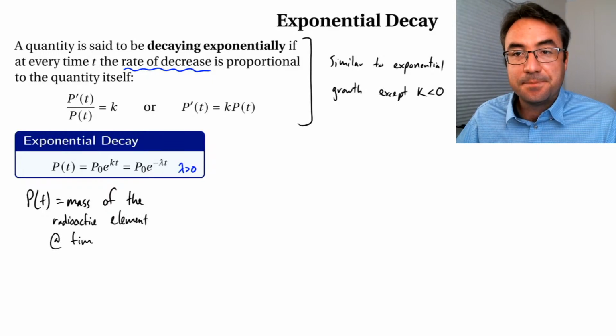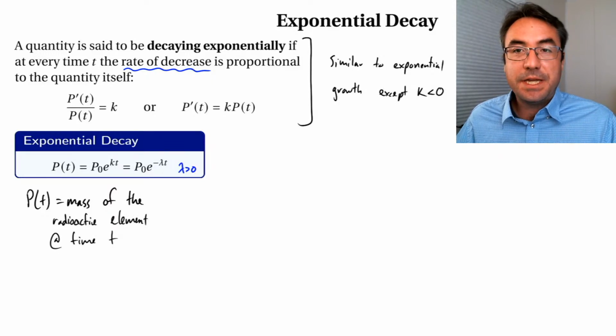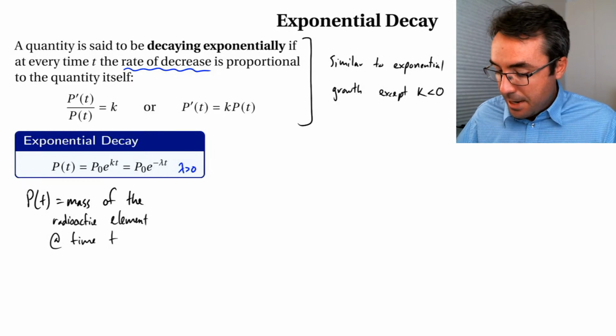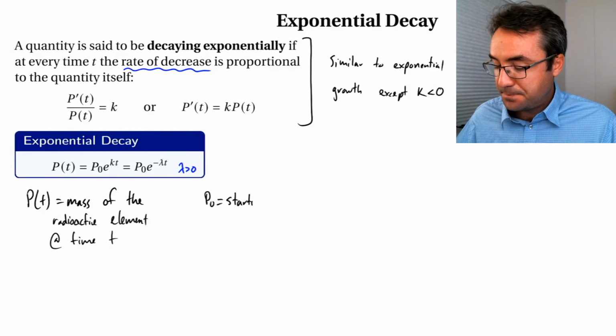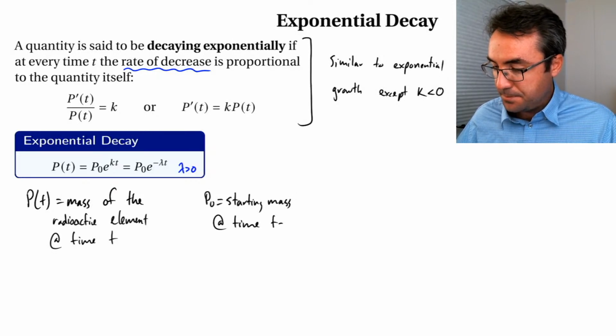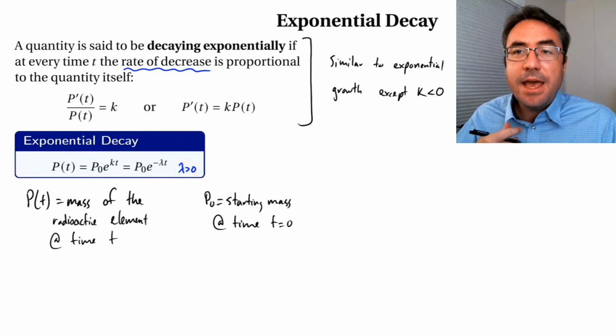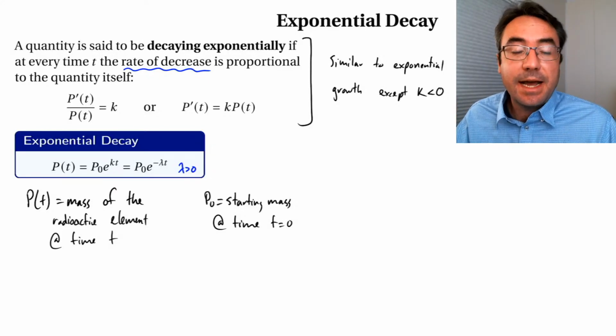At time t. So it's how the quantity after time t. P0 is our starting mass. So it's how much radioactive element we start with at time t equals 0. And then we call lambda the decay constant.